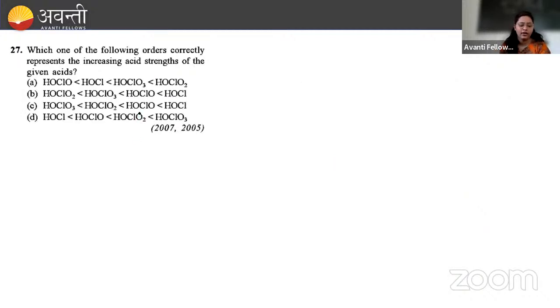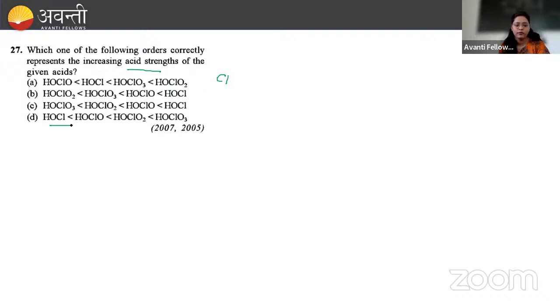27. Which of the following orders correctly represents the increasing acidic strength of the given acids? Can you tell me the increasing acidic strength for these acids? I have told you already. Yes, ABCD, how do we see it? The oxidation number of the central negative atom should be more.